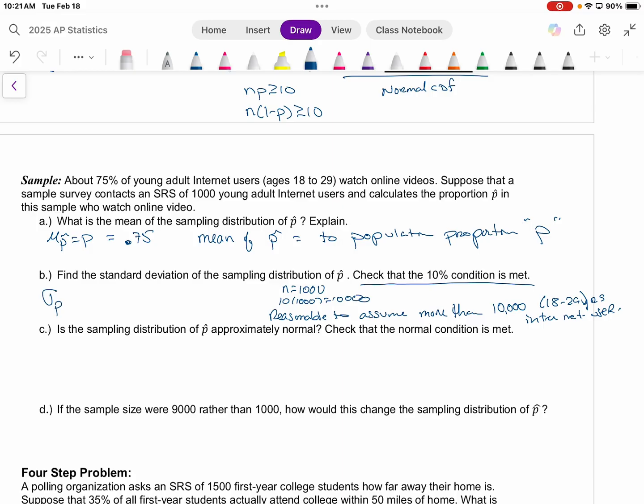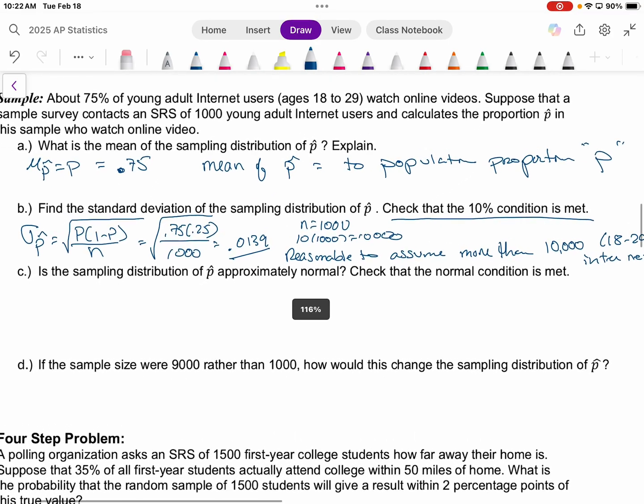So the standard deviation of p hat is going to be equal to the square root, again generically, of p times 1 minus p over n, inside the square root. So it's the square root of 0.75 times 0.25 over 1,000. Now we get to break out the calculator. In the calculator, that comes out to be 0.0139. So that's our standard deviation of p hat, 0.0139.